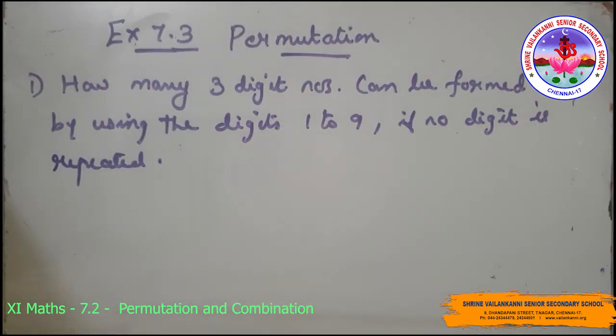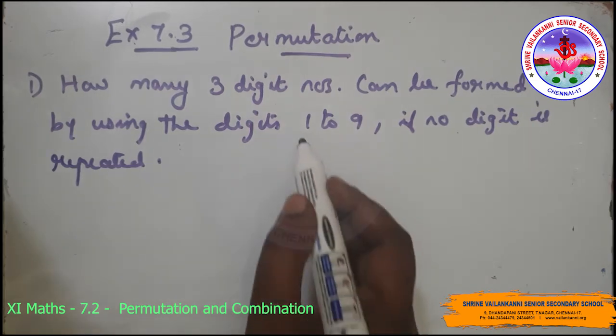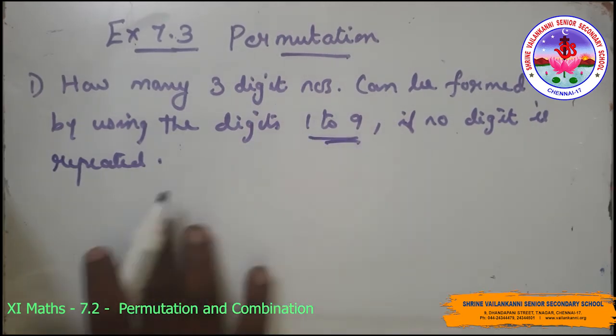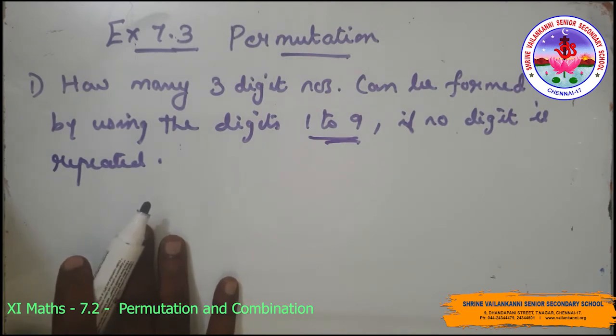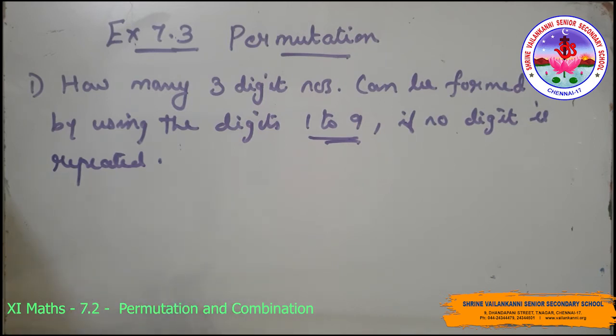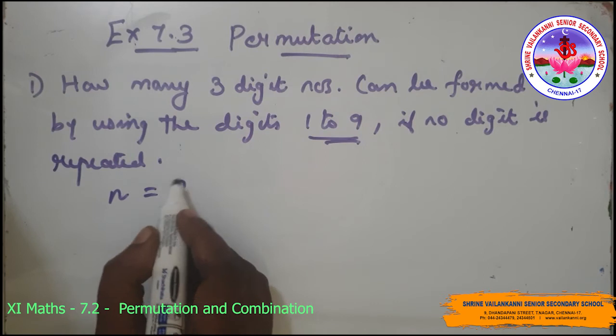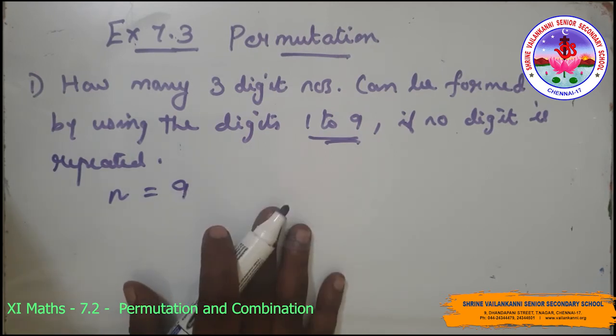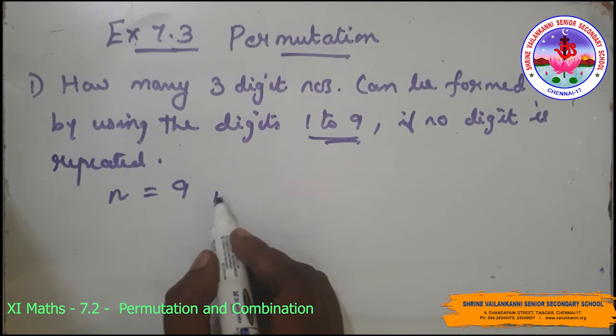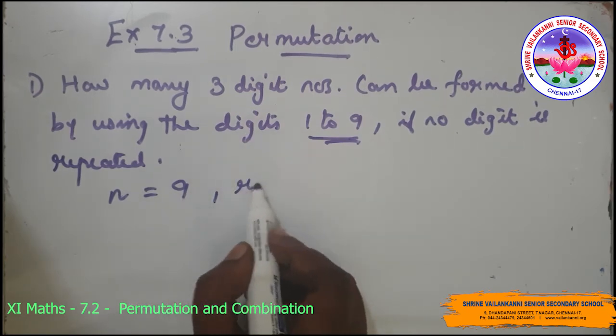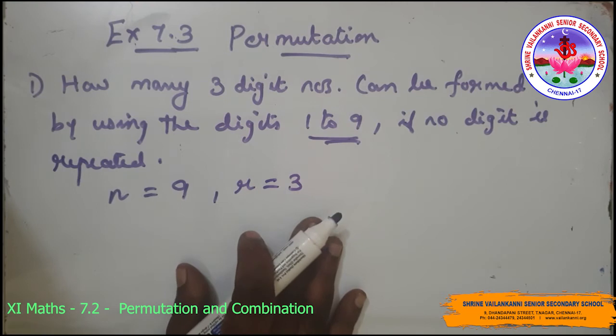Exercise 7.3, first question. How many 3-digit numbers can be formed by using the digits 1 to 9 if no digit is repeated? So we have to form 3-digit numbers using the digits 1 to 9. Repetition is not allowed. Then there will be as many 3-digit numbers as there are permutations of 9 different digits. So n equal to 9. We have 9 different digits taken 3 at a time. So we have to form 3-digit numbers, so we are going to take 3 at a time.